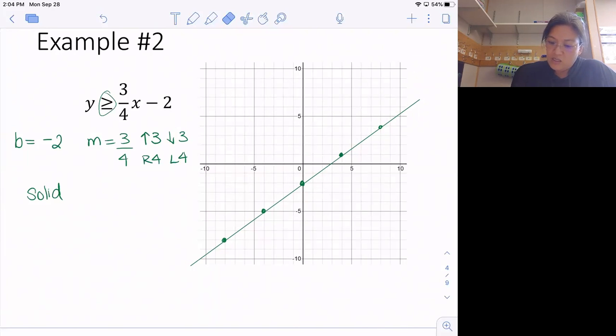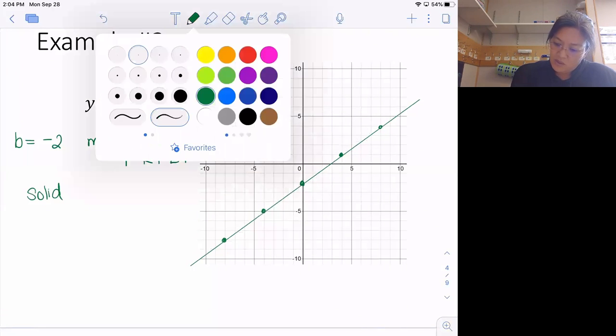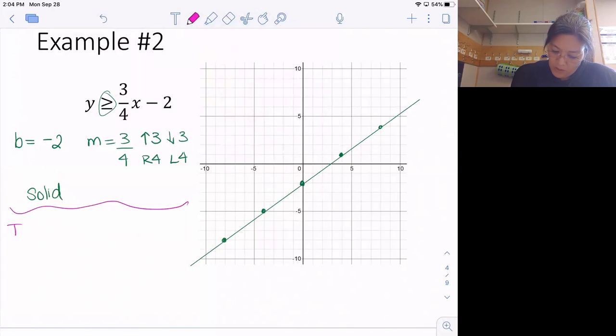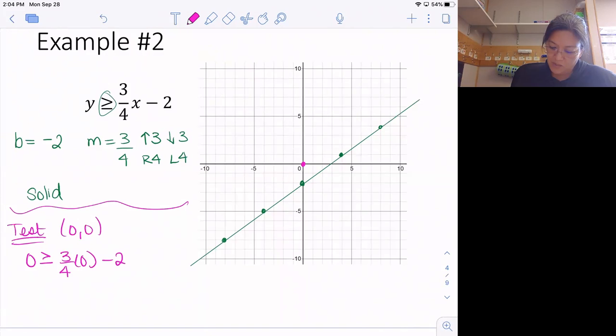Now, all I need to do is test a point. So I always like to test in a different color. What point would you like to test? Can we do 0, 0? Is 0, 0 on the line? Nope, it's not. So I'm going to use 0, 0 again. Remember, if 0, 0 is on the line, please choose a different point. All right, 0 greater than or equal to 3/4 times 0 minus 2. 3/4 times 0, yep, you nailed it, is 0. That's why I like 0, 0. 0 is greater than or equal to -2. Is that true or is that false?